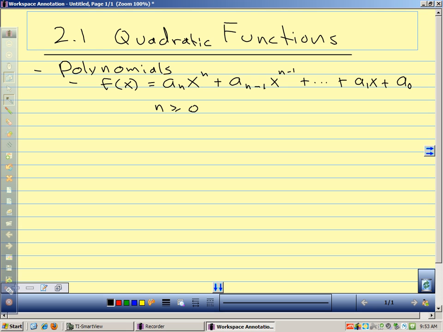We've talked about a couple of kinds already. If n equals 0, a number raised to the 0 power is always what? Anything to the 0 power is 1. So if we have the 0 power, we just end up with a constant. So we end up with a constant function. If n equals 1, if our highest power on x is 1, then we just have a line. We have a linear function. So n equals 0, we have a constant, and n equals 1, we have a line.